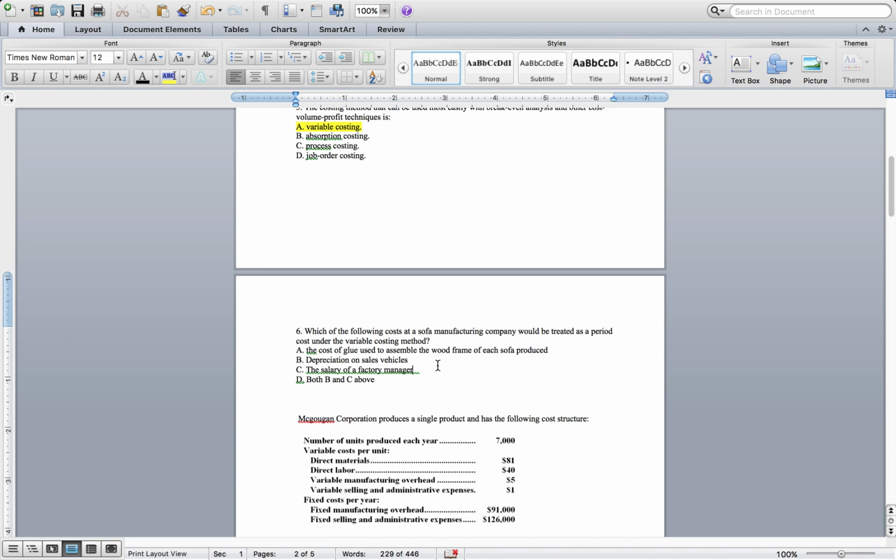Okay. And the next one, which of the following costs at a sofa manufacturing company would be treated as a period cost under variable costing? Again, here we have the cost of glue used to assemble, depreciation on sales vehicles, salary of factory manager, or both B and C. The answer is going to be D, B and C. Remember, period cost as it relates to that period. Cost of glue is more indirect materials. And period costs are depreciation, and of course, a salary.